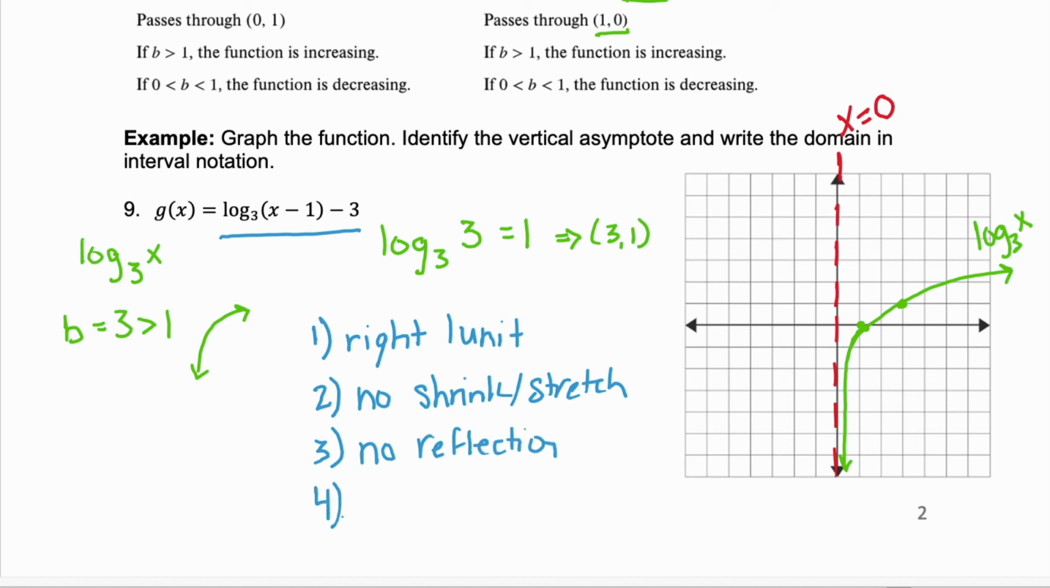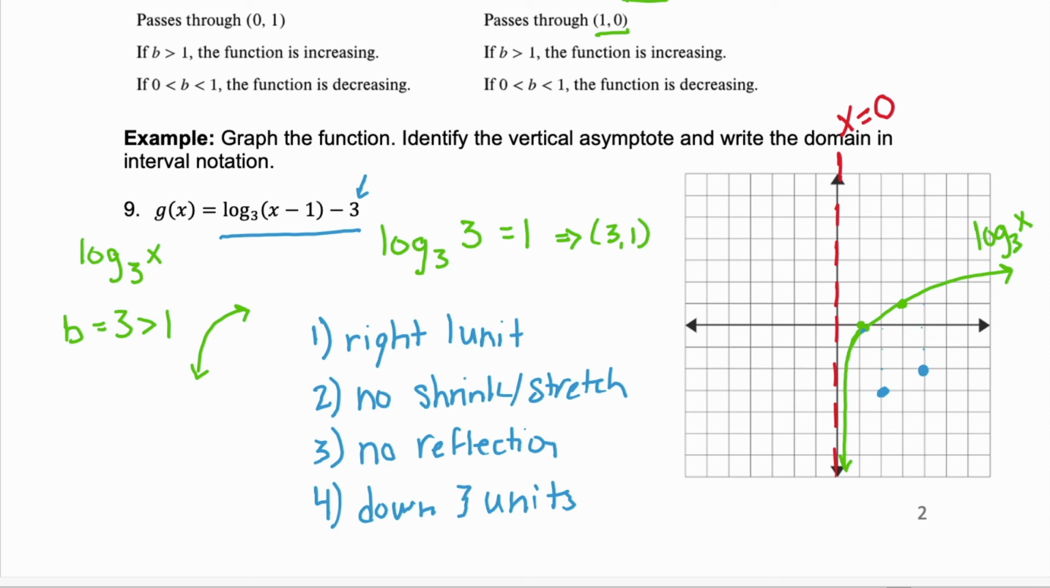And then lastly, are your vertical shifts? Are we going up or down? And that's this -3 at the end. That tells us we need to go down 3 units. So our two transformations are right 1 unit and then down 3 units. So let's start with our first point here of (1, 0). We're going to go right 1 unit and then down 3. We have our second point of (3, 1). We'll go right 1 unit and down 3.